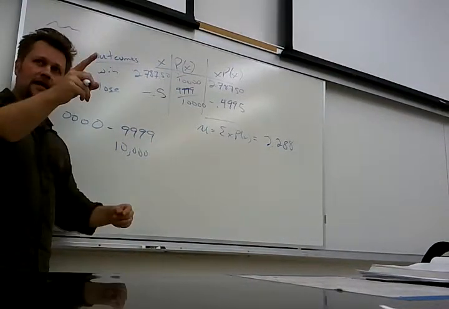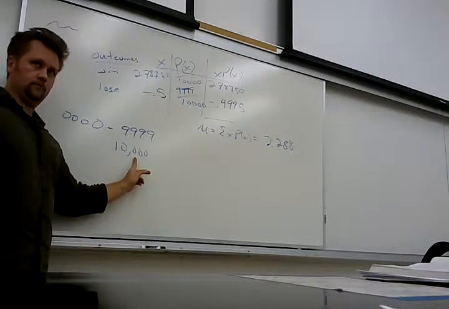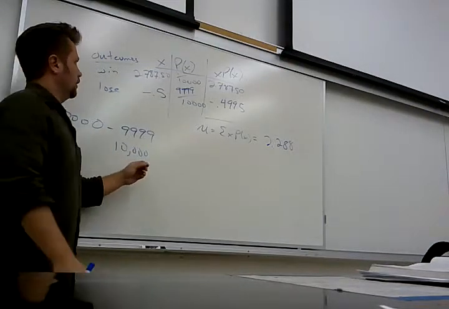0 to 9, there's 10. So 0 to 9999, there's one more, 10,000. Cool? Because I'm adding in that 0, 0, 0, 0 option. All right.